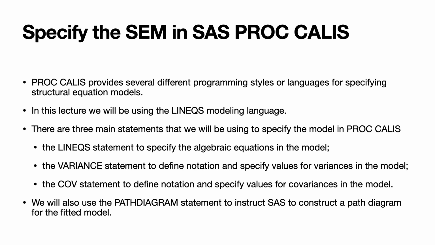There are 3 main statements that we will be using to specify the model in PROC CALIS. The LINEQS statement to specify the algebraic equations in the model. The variance statement to define notation and specify values for variances in the model. The cov statement is used to define notation and specify values for covariances in the model. And then finally, we'll also use the path diagram statement to instruct SAS to construct a path diagram for the fitted model.